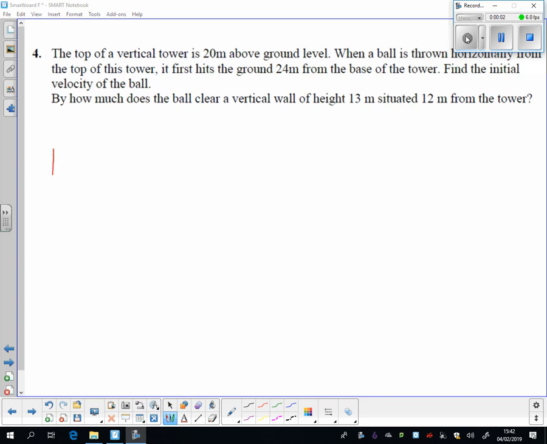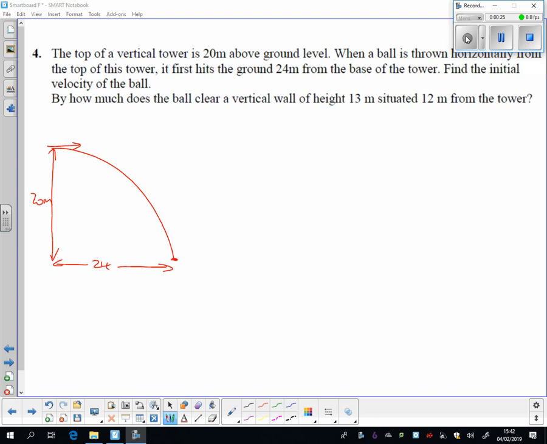Question 4. We're on the top of a 20-metre tower. We're throwing a ball out horizontally. We don't know how far, we don't know the speed, and we're going to try and find it, and it's going to hit the ground here 24 metres away. It's going to go down like that.